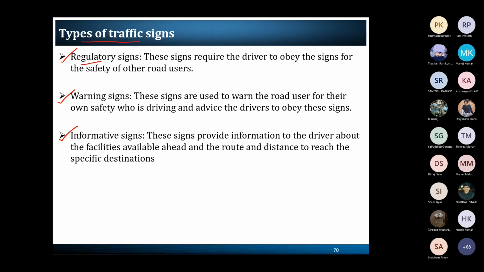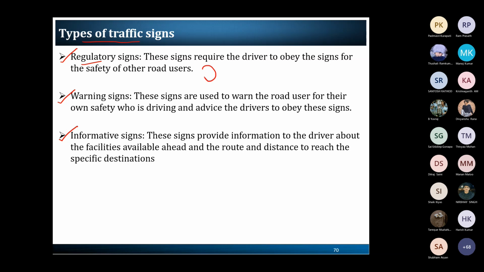Examples: stop the vehicle, do not turn right or left, U-turn is prohibited, parking is prohibited. That kind of information is presented in the regulatory signboard, where the driver must obey the meaning conveyed. Basically, it will be round, with a red outline marking and black indications inside.